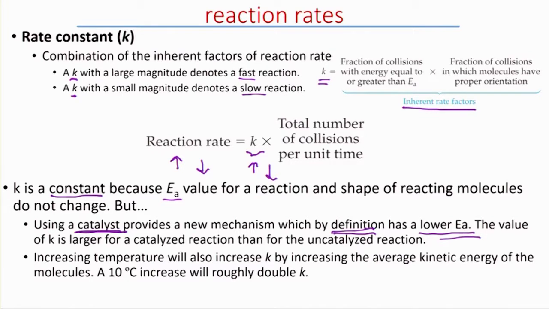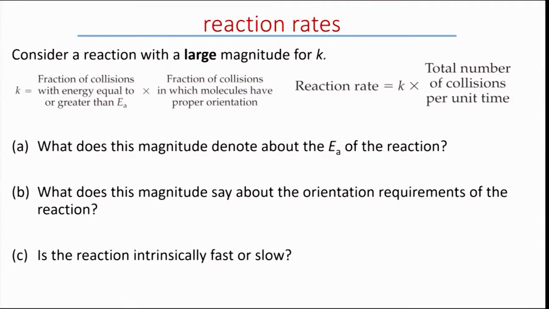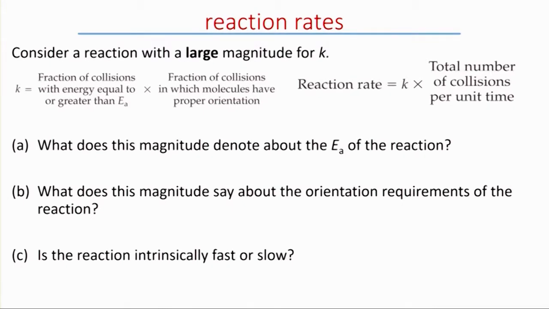All right, let's look at one more thing just to sum it all up here. Let's look at this reaction and make sure we can put it together and answer some questions about it. This reaction is saying, if you have a large value for k, can you answer these questions? Remember that k is equal to the number of collisions with energy equal to or greater than the activation energy times the number of collisions in which the molecules have the proper orientation. So that's what k is, those two things together. And the rate of the reaction is equal to that k times the number of collisions per unit time.